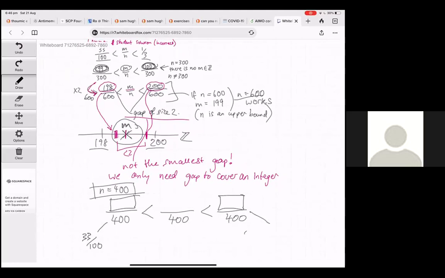And on the right, I had 100 on 300. So if I want to turn that into a denominator of 400, I need to multiply the bottom by 4, which means I multiply the top by 4. And so what's 33 times 4?